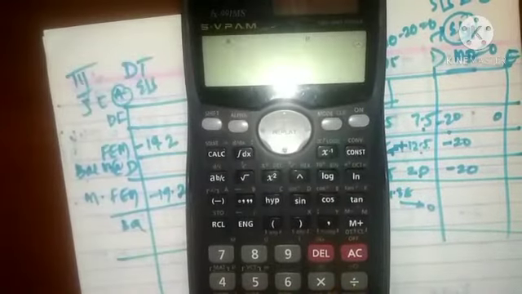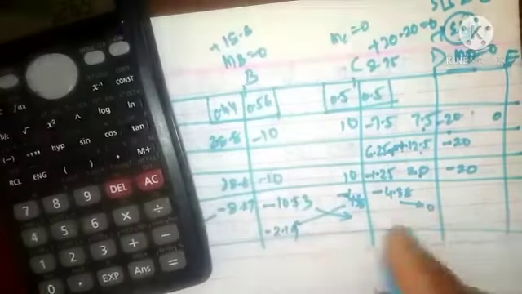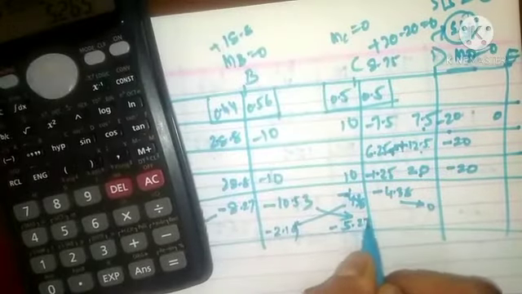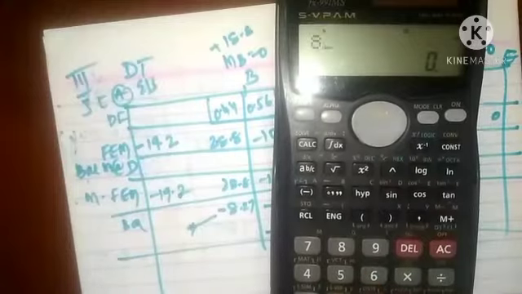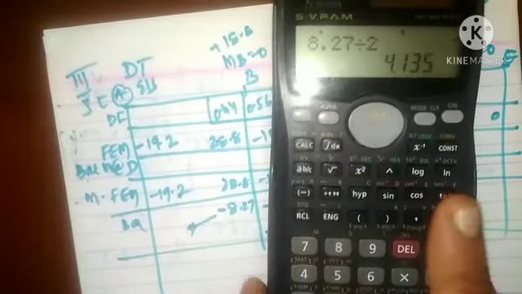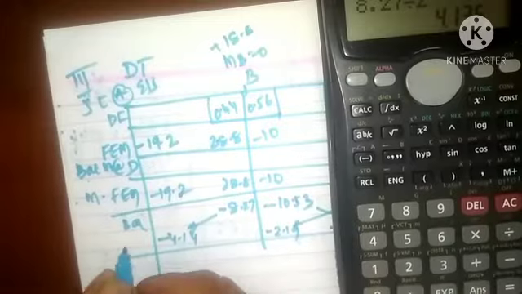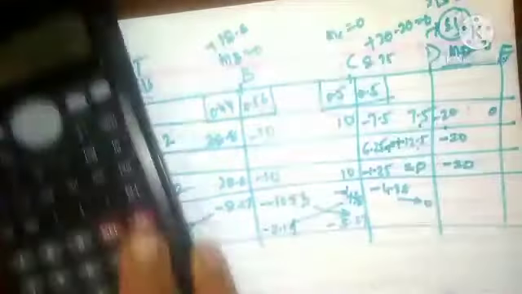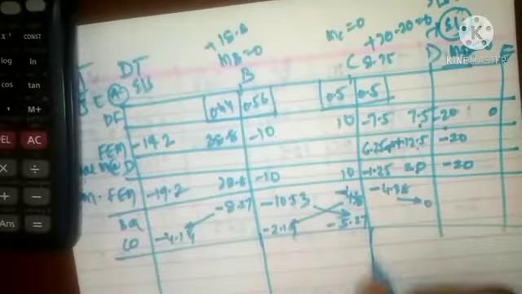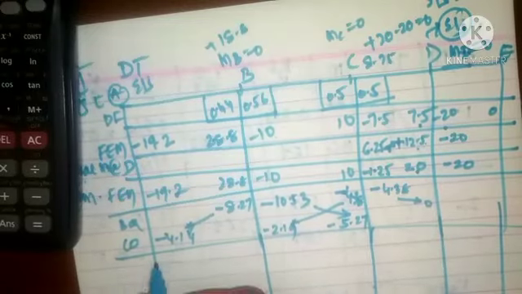10.53 divided by 2, which is 5.27. So minus 5.27. 8.27 divided by 2, which is 4.14. Minus 4.14. This is carryover. Continuing further with the calculation of balancing and carryover. Next exercise is balancing.